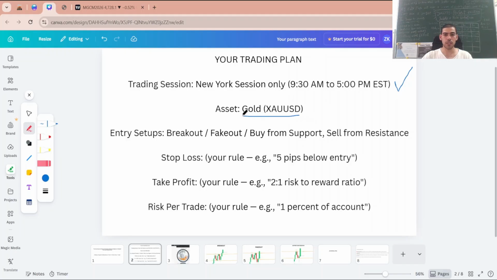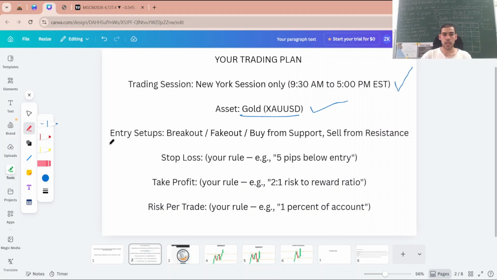I personally trade gold. I've been trading gold for the past 4 to 5 years, only gold. You can choose whatever you want, GJ, USD CAD, whichever pair you are comfortable with. You should have enough data about this pair and enough experience, because every pair has different characteristics, different movement, and different price action.